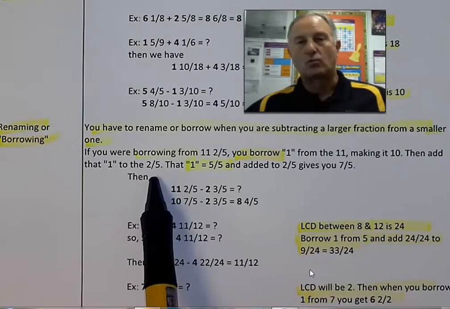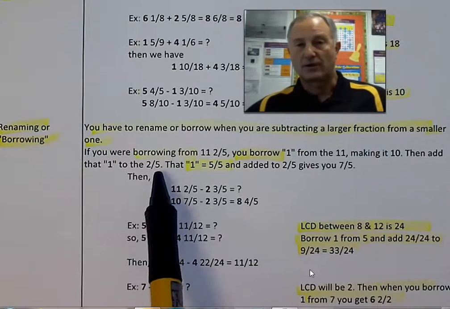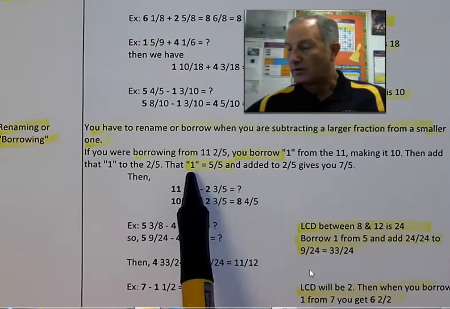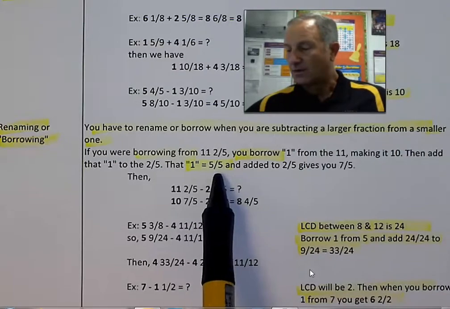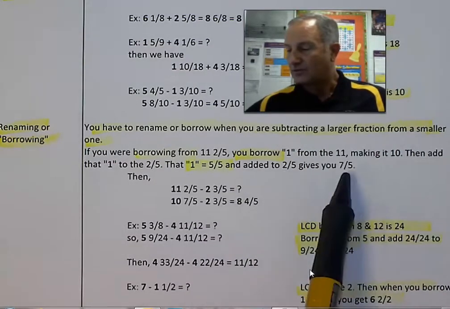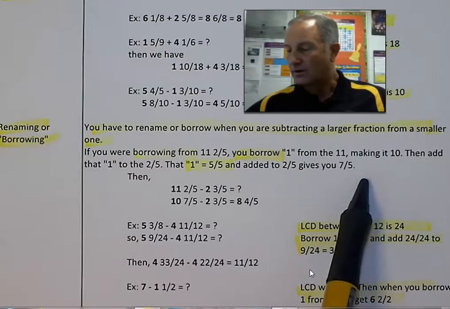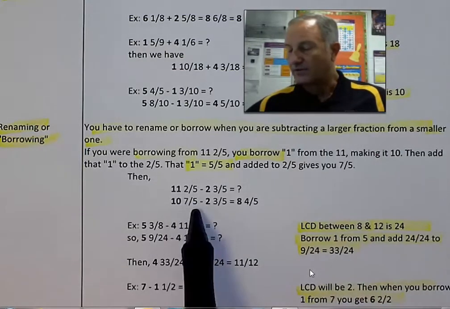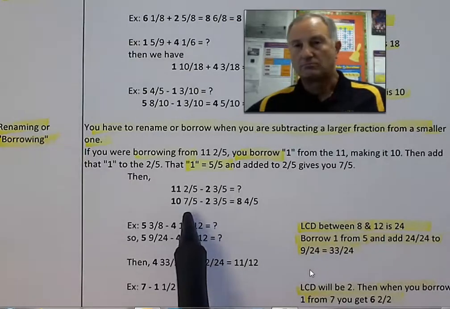Well, how do you add 1 to 2/5? You have to go back to that common denominator, and our common denominator would be 5. So we would rename that 1 as 5/5. Then we'd add that 5/5 to the 2/5 we already had, and you get 7/5. So 11 and 2/5 becomes 10 and 7/5. They're equal, just look different.